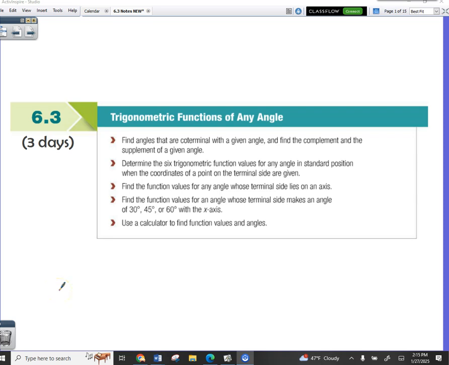Okay, so we're looking at 6-3. This is about 3 days of material. Remember me saying that we only have 3 chapters to cover for the semester, which you might think is not a lot. They're dense, okay? So that's why there's only 3. And I believe 6-3 is our last section before our mid-chapter 6 exam, okay? So your mid-chapter 6 exam is going to cover 6-1, 2, and 3.